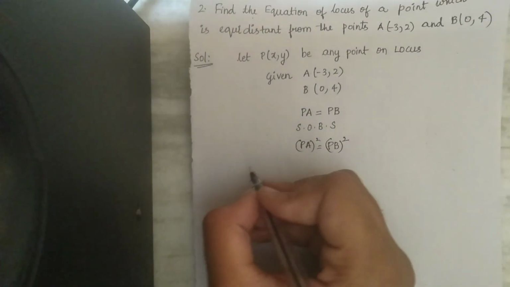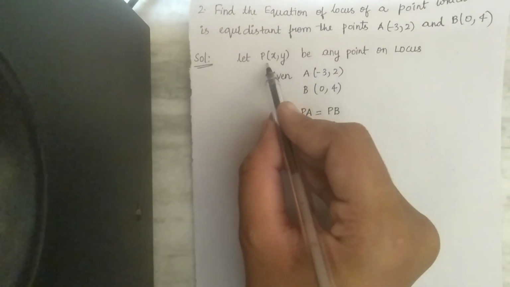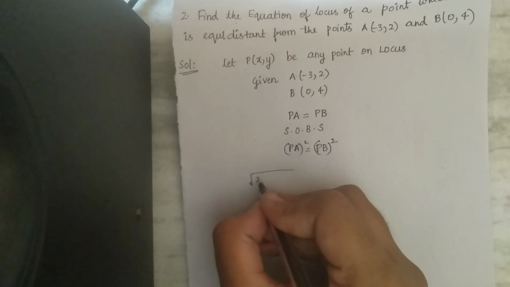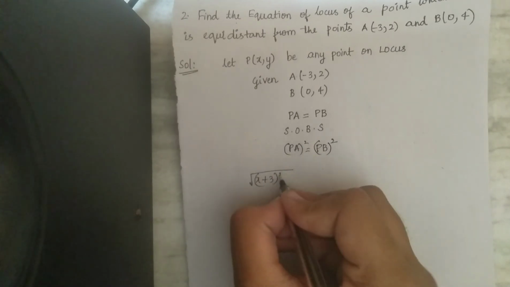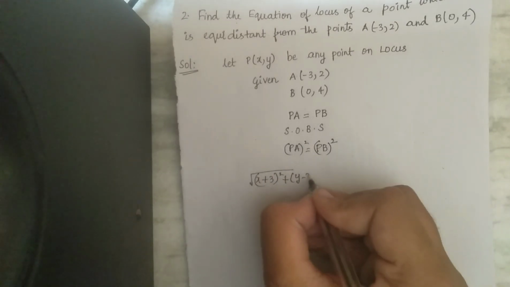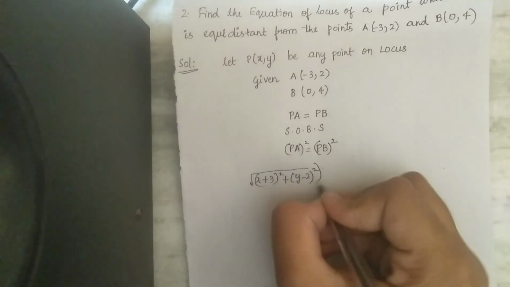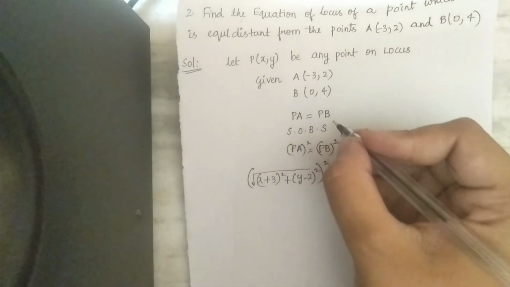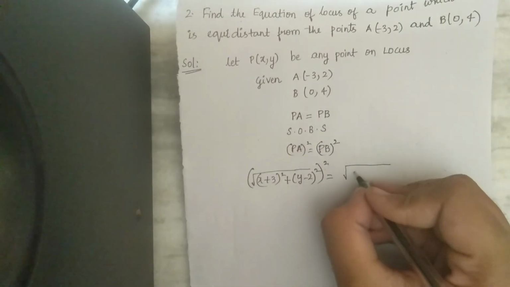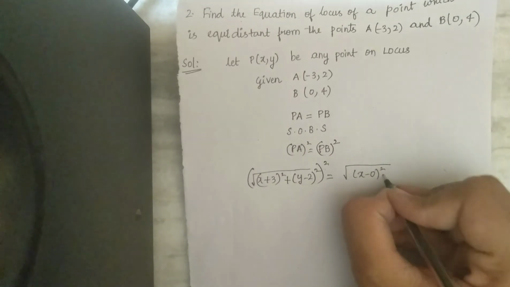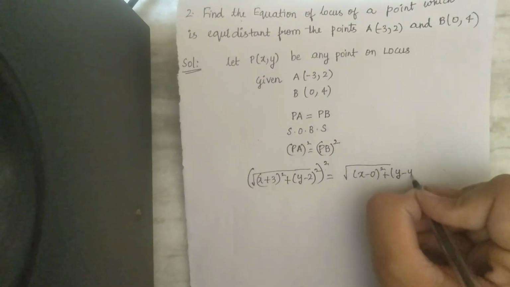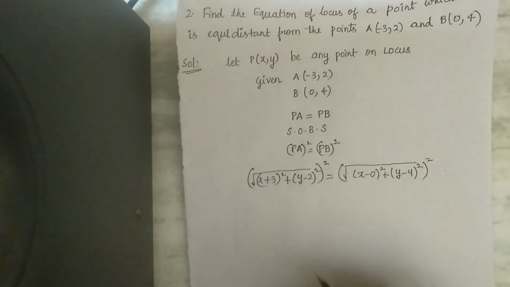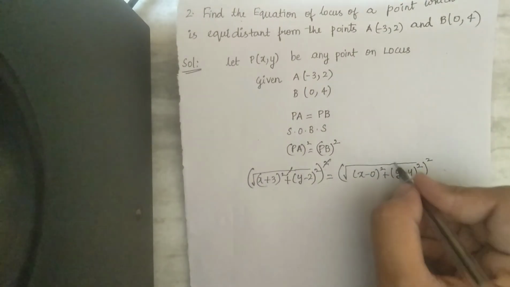So PA is nothing but distance. You have to find out the distance between P and A. So (x + 3) whole square plus (y - 2) whole square is equal to the distance between P and point B, (x - 0) whole square plus (y - 4) whole square. Square and root will get cancelled.